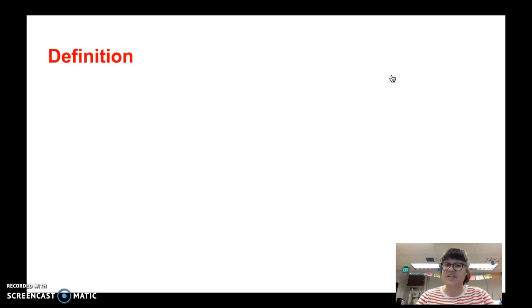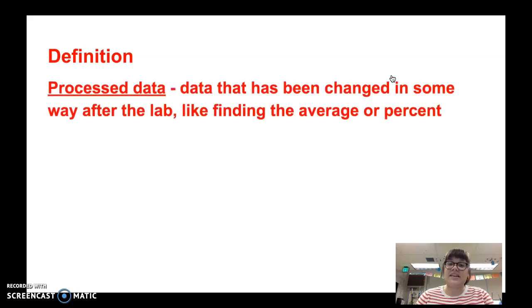So what is processed data and what is a processed data table? Well, processed data is data that has been changed in some way after the lab. So maybe you're finding the average or a percent. Processed data is different than raw data. Raw data is what you collect during the lab. Processed data is whatever you do to the data afterward.